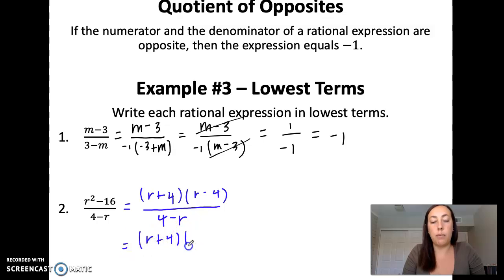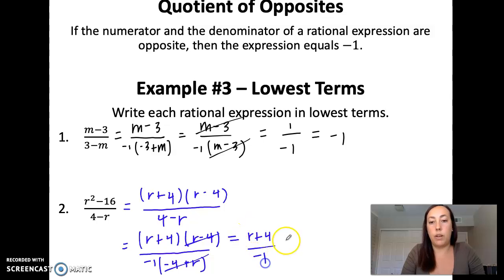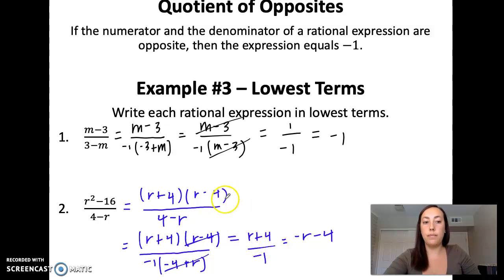So I'm leaving the top the same. And then on the bottom, I'm going to factor out a -1, which is going to make the 4 negative and the r positive. So you can see this is the same expression as this one here. It's the same as r minus 4. So we can go ahead and cancel it. We're left with r plus 4 on top, a -1 on bottom, which really just changes the sign of everything up top, -r minus 4.